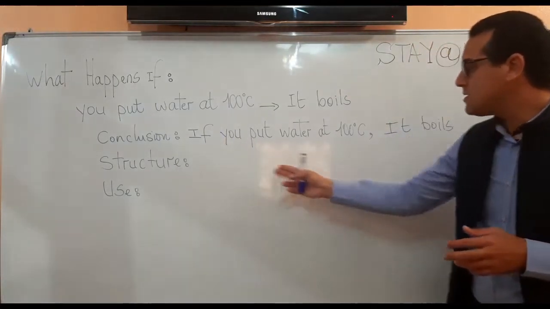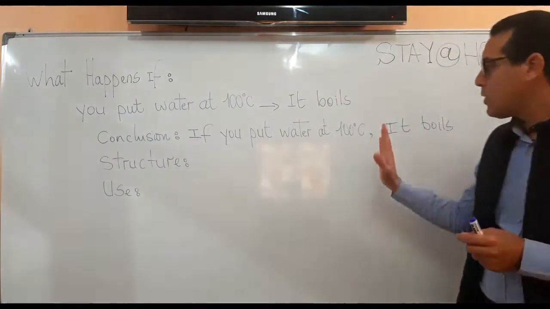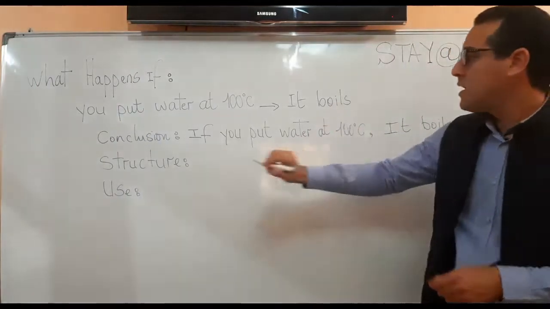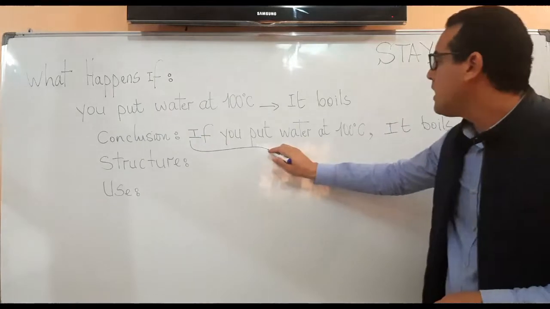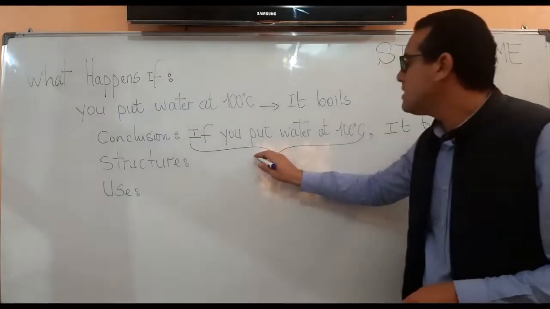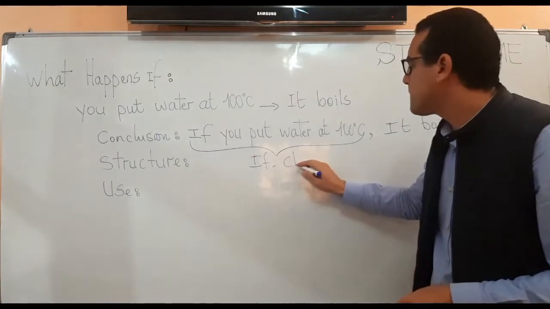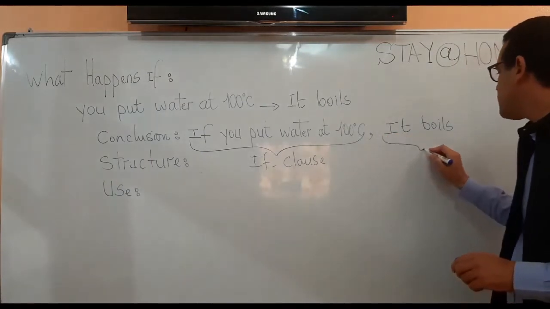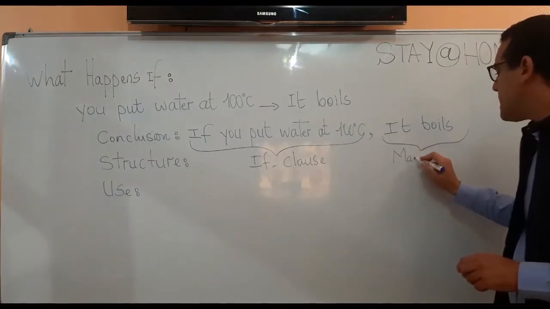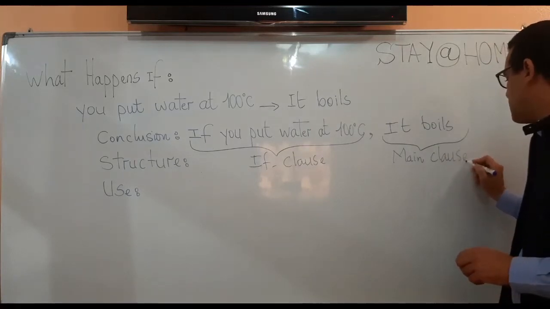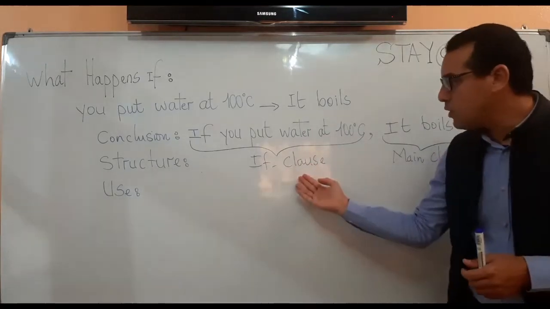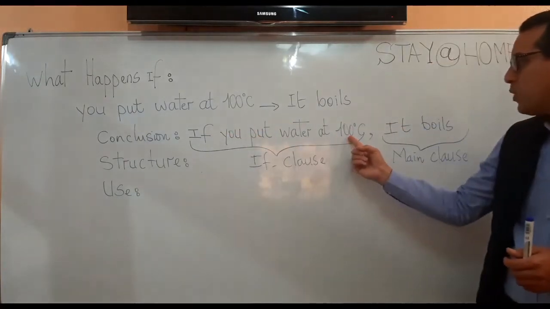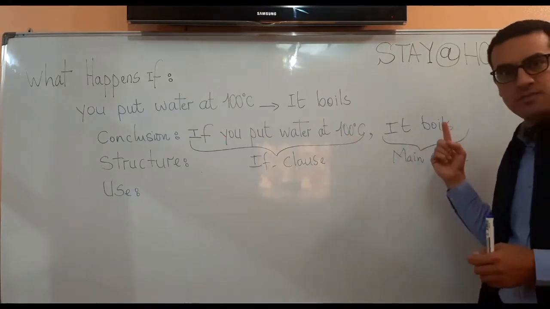If you put water at 100 degrees Celsius, it boils. So as you can see here, in this situation, we have 2 clauses. We have the first part and the second part. In grammar, we name the first part the if clause. That's what we call the first part. And the second part here is called the main clause. So we have the if clause and the main clause. If you put water at 100 degrees Celsius, it boils.